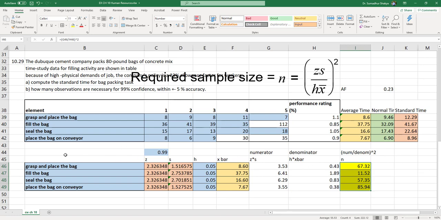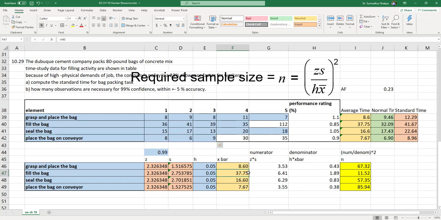Okay, so the minimum number of samples we should take for each of these activities, instead of the 5 that are given to us, is about 68 observations for grasping and placing the bag. We should take about 12 observations as an acceptable sample size, instead of the 4 observations given to us, and we should have 58 observations instead of the 5 given for sealing the bag. We should have about 86 observations for placing the bag on the conveyor belt, instead of the only 3 given to us, or 3 acceptable out of the 5 readings that were taken.